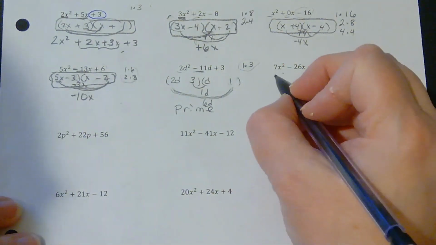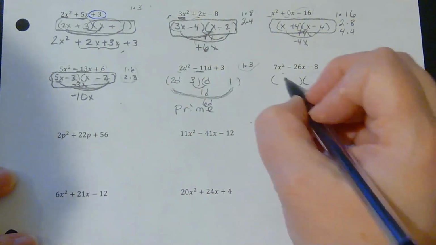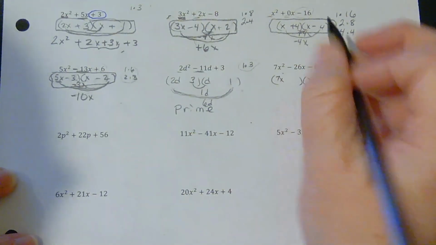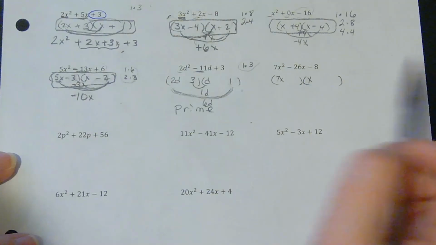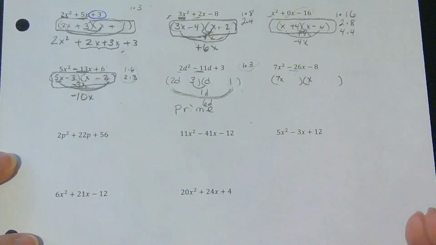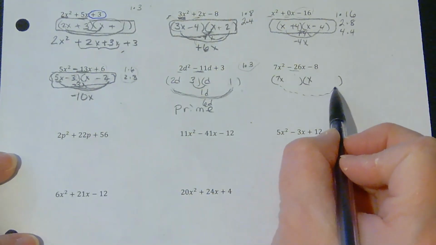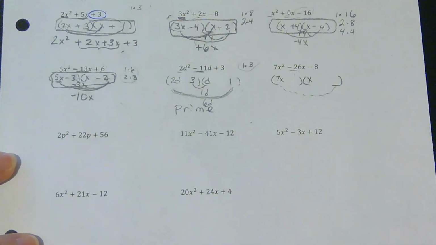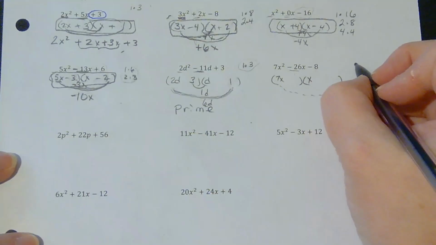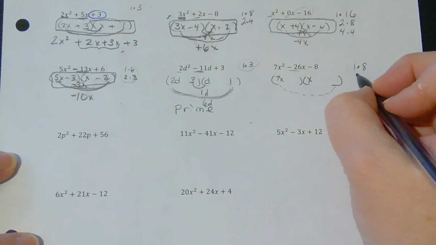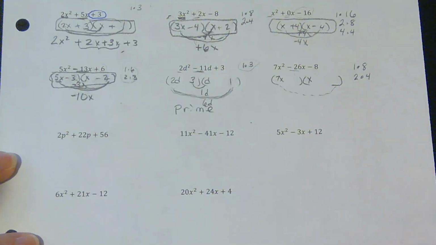All right, the next one is also not an easy try. So I'm going to have to put 7x and x. I want to get to the number 26, so I'm going to try to be careful about the number that I put right here, because it has to be multiplied times 7. Factors of 8 are 1 times 8 and 2 times 4.